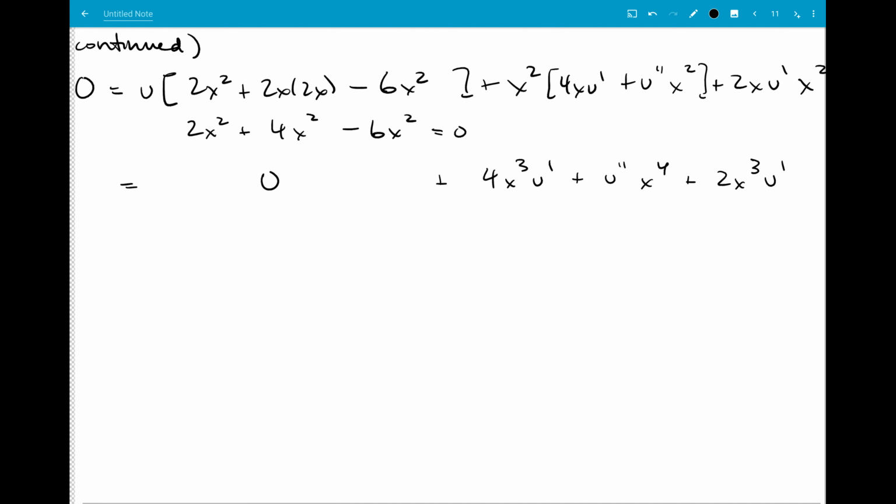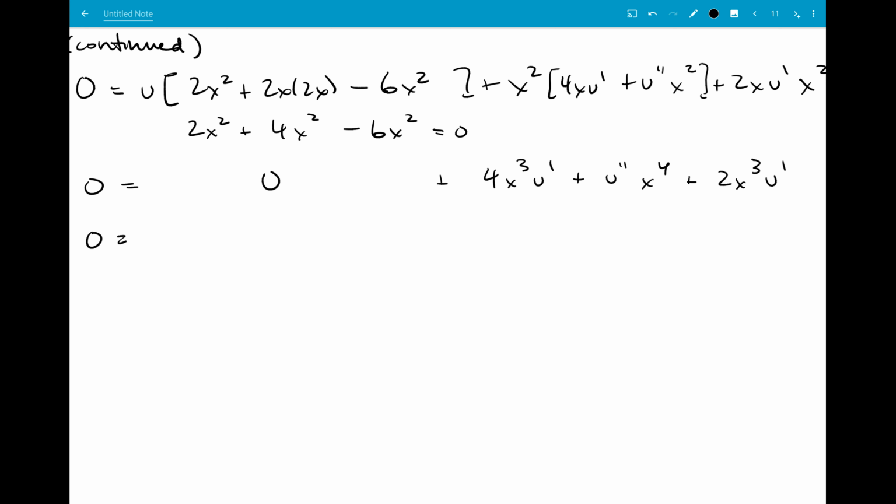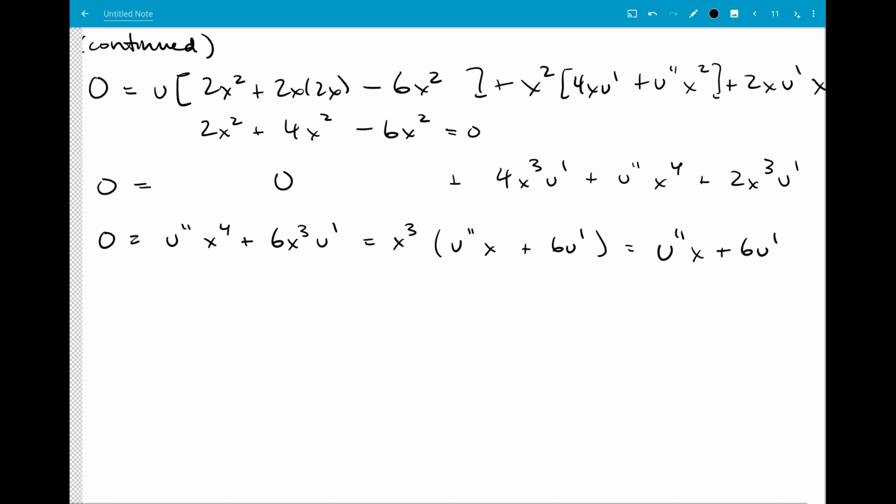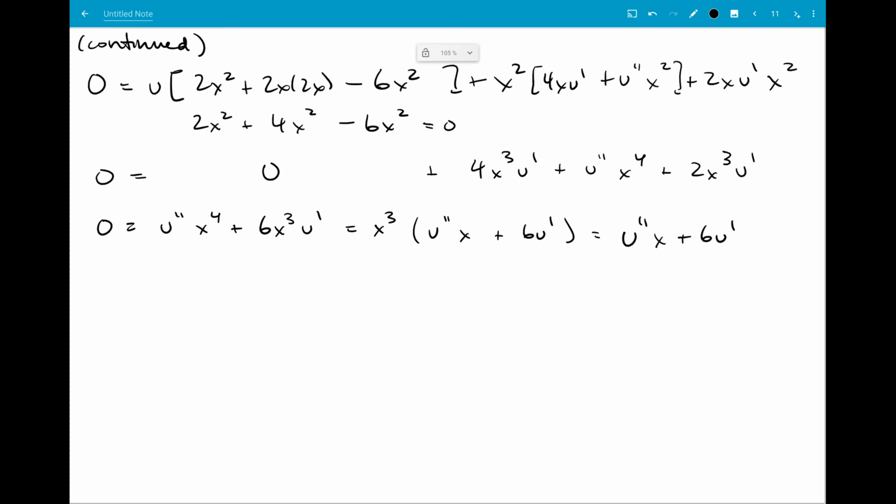And that's 0, equal to 4 plus 2 is 6. So we've got u double prime x to the 4th plus 6x cubed u prime. We could go ahead and factor out that common x cubed. We're just left with u double prime x plus 6u prime. Since it's equal to 0, we're left with u double prime times x plus 6u prime equals 0. So whether you recognize the little trick or not, if you follow through the algebra, it's always going to eventually take you to something really simple looking.